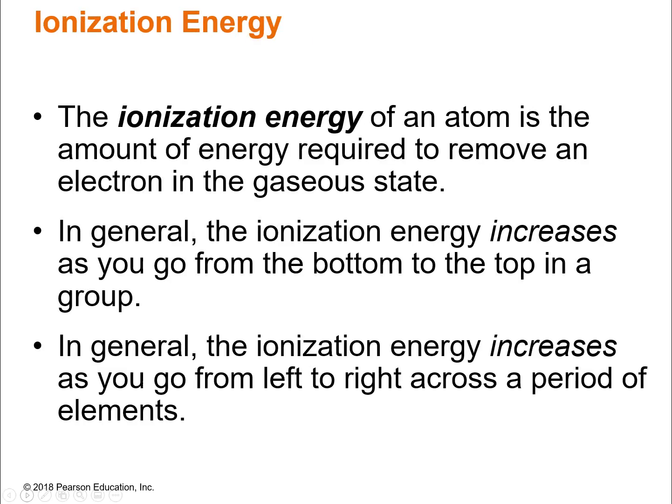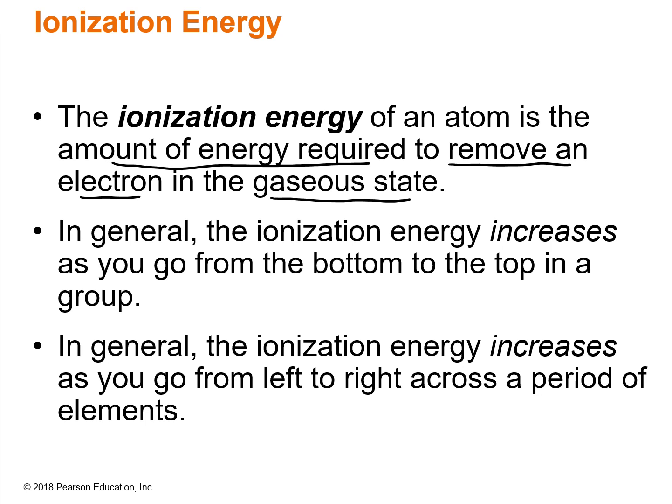This brings us to our next periodic table trend, a real one that you definitely want to put on your periodic table. Ionization energy, which is related to valence electrons. The ionization energy of an atom is the amount of energy required to remove an electron in the gaseous state. Now we're talking about valence electrons because those are the ones that do chemistry.